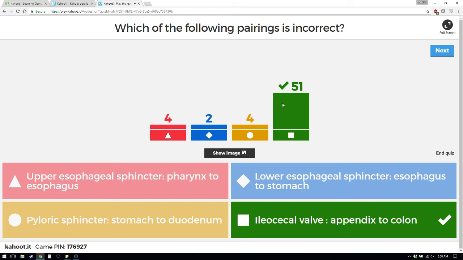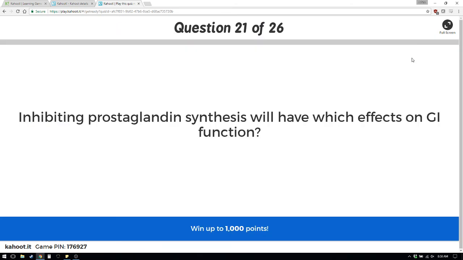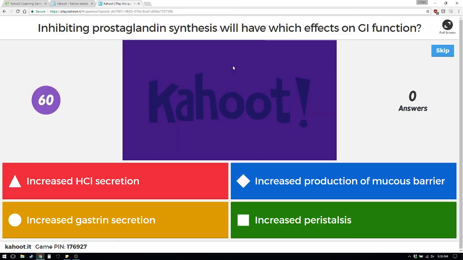All right. So what should the correct answer for that be? Ileum to the colon. That's pretty straightforward. Most of those sphincters are pretty well named, so you can guess what they should be connecting. Everything else would be correct in that case. Just to jog your memory. Okay. Inhibiting prostaglandin synthesis would have which effects on GI function?